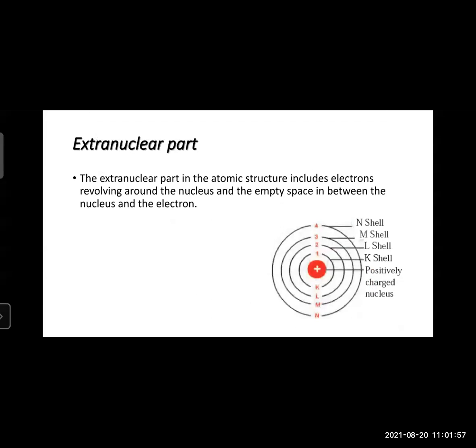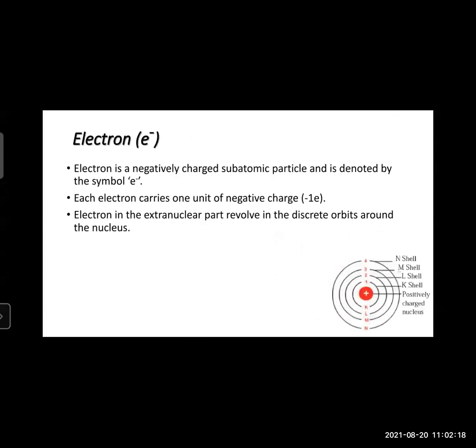Now, after the nuclear part, the next part is the extranuclear part. The extranuclear part in the atomic structure includes the electrons revolving around the nucleus and the empty space between the nucleus and the electrons. Electrons are negatively charged subatomic particles and are denoted by the symbol e. Each electron carries 1 unit of negative charge, that is -1 electron charge.